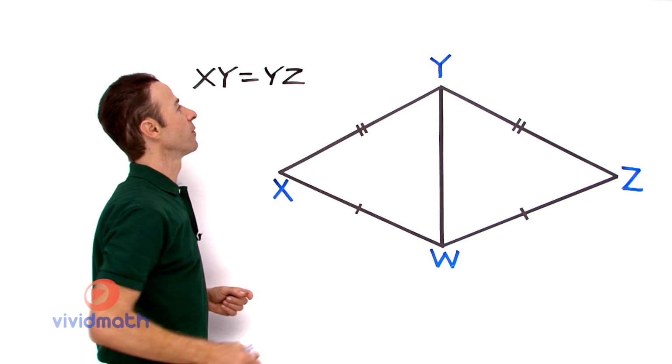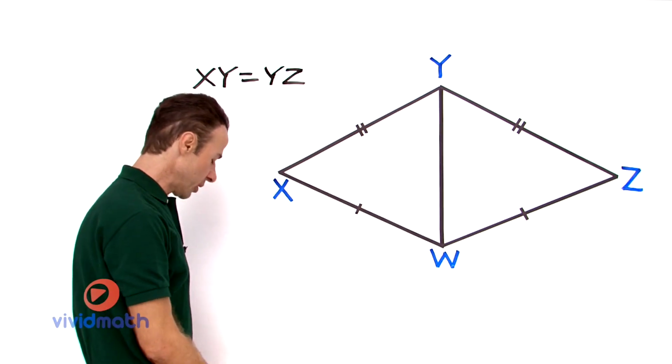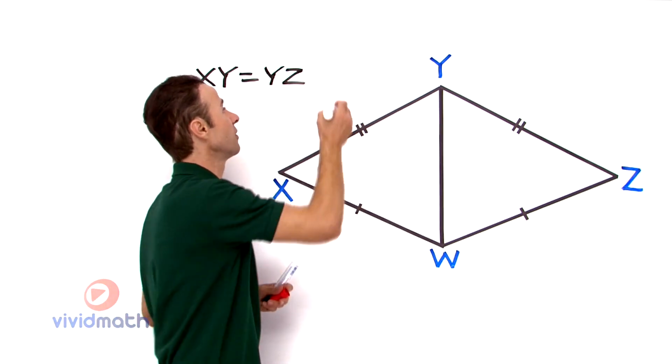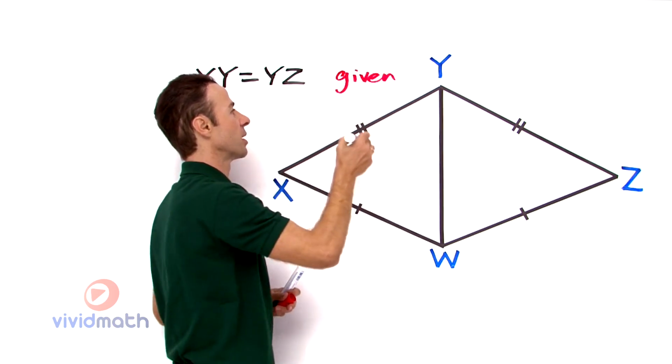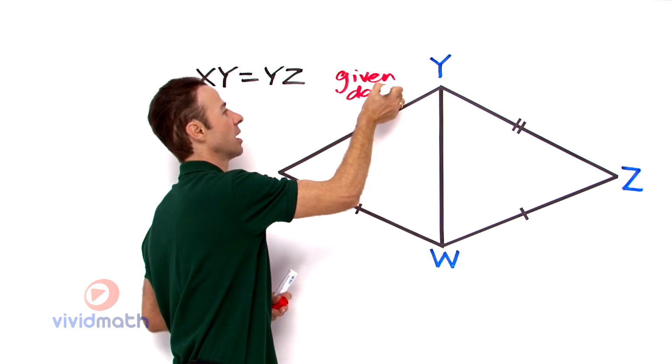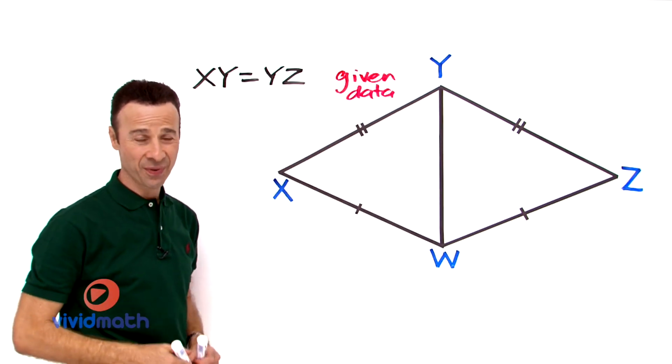Okay, there's one bit of information that would be useful. Now, how do we know that to be true? Well, that's given on the diagram. Given on the diagram here. That's the data they gave us. Okay, that's given. That's a fact.